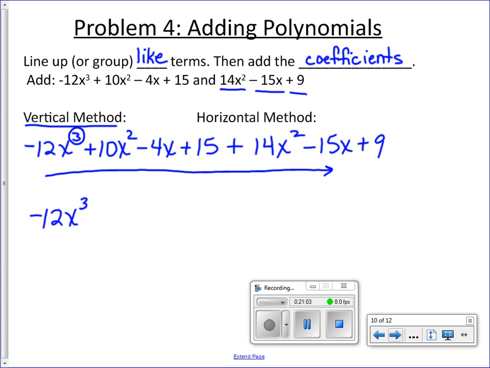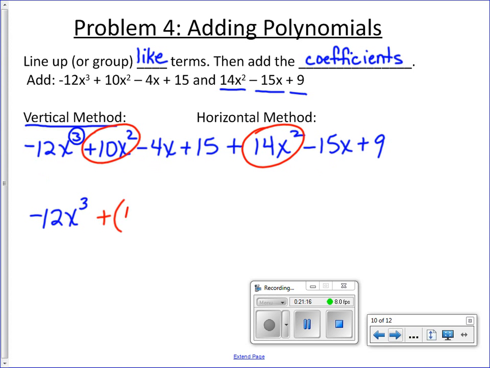All right? The next highest term is going to be an x squared. So I look for my x squared terms. And there's 10x squared, and here is a plus 14x squared. So I'm going to combine those together.